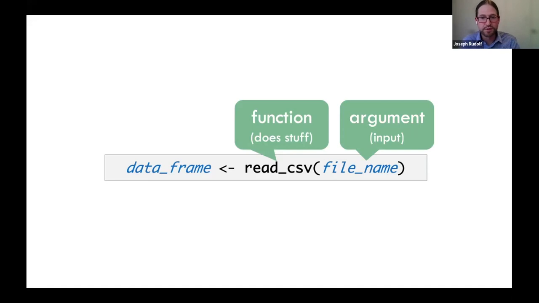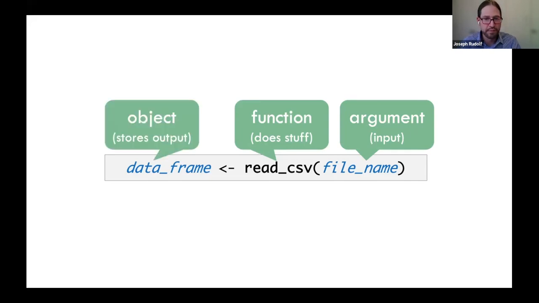The input that goes into a function is called an argument. The argument to a function gets put in parentheses. A function can have 0, 1, or even many arguments. If there's more than one argument, we use a comma to separate them. And we'll see examples of that later today. The read_CSV function outputs a data frame. You can think of a data frame like a table. But if we want to capture that data frame inside of a named object, we need to specify that explicitly.